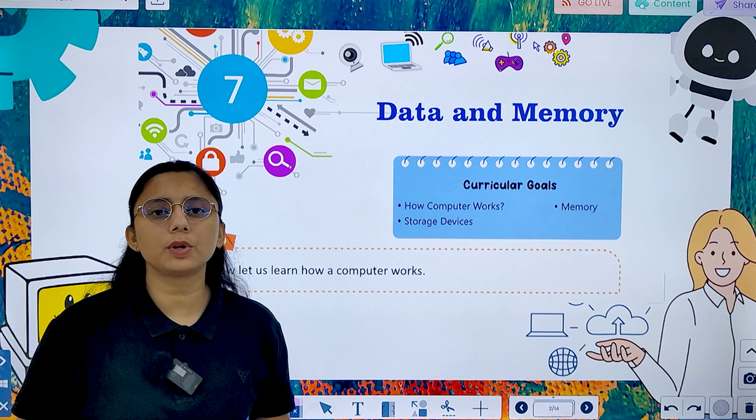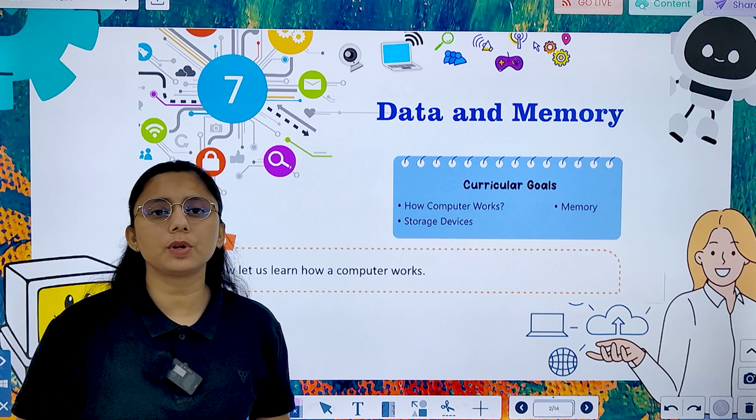Now, for example, "Nikita, favorite color pink, class 1" is data. It is not organized. And this is information, which you have organized and given properly: Nikita is in class first and her favorite color is pink.